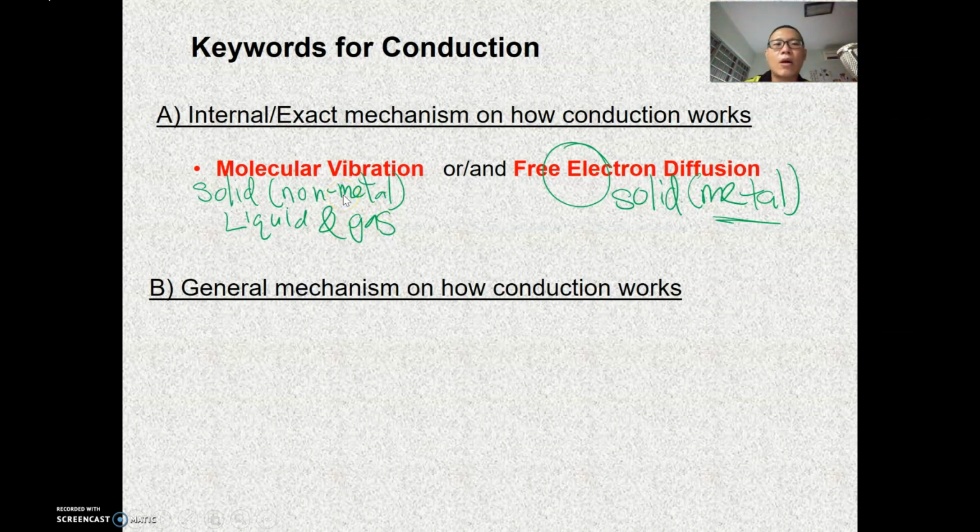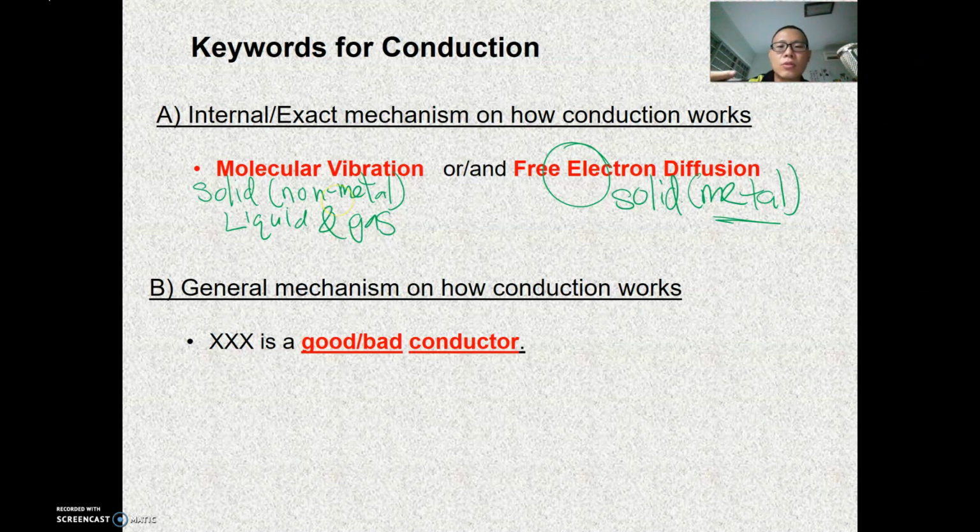In the second type of question, it deals with the general mechanism, which means that the question will need the students to explain how conduction takes place in the general form, how heat is being transferred. The exact mechanism is not required. What is needed is the overarching idea of how heat is transferred from one end to the other end through conduction. For this type of question, what I prepare students to do is write it using certain keywords.